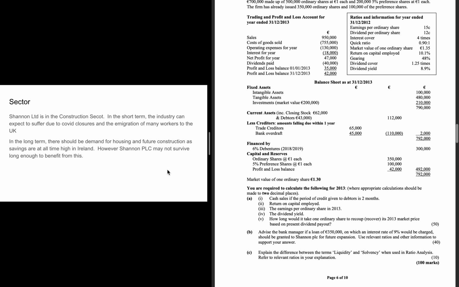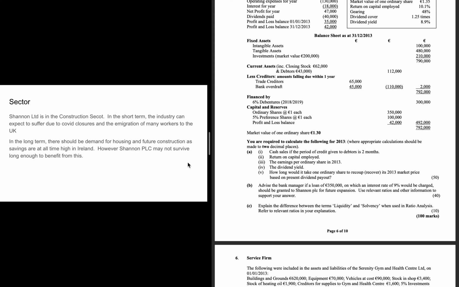Okay. So on that basis, the last thing is always write about the purpose of a loan. If we're giving a loan or we're granting a loan, we have to write about the purpose of the loan. So what are they doing? They're in the construction sector. It tells us here it's just for future expansion.